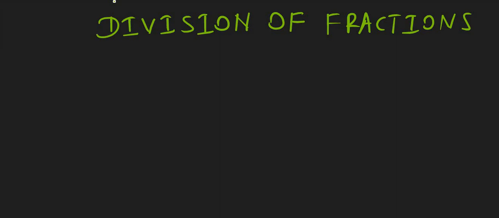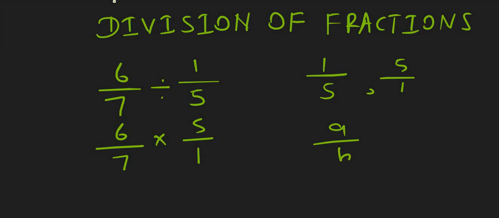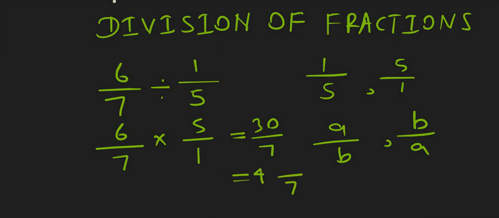Now when it comes to division of fractions, you have to apply the reciprocal rule. That is, if you are to divide 6 over 7 by 1 over 5, then you have to multiply 6 over 7 by 5 over 1. Because reciprocal of 1 over 5 is 5 over 1 and reciprocal of a over b is b over a. So now we can multiply, we get 6 into 5 is 30 and 30 over 7. We get 4, 2 over 7.